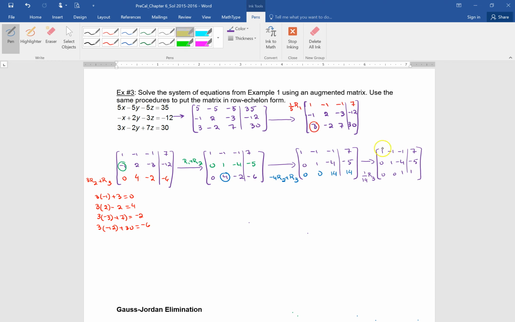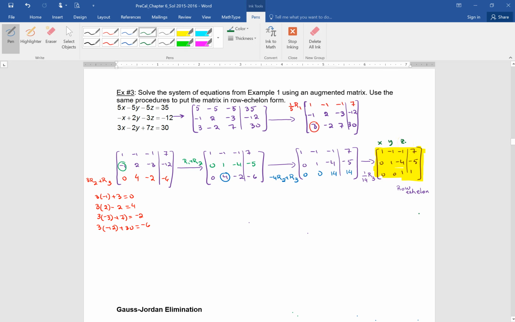Okay, now I have a matrix in row echelon form. Because the first coefficient in each row is a 1. Okay? So this is in row echelon form. Now, before when we had the equations, what was the variable in the first column? The variable was an x. The variable in the second column was a y, and in the third column it's a z. Okay?